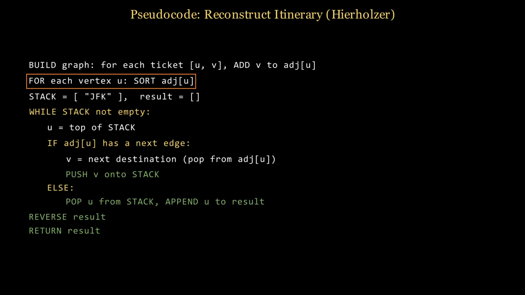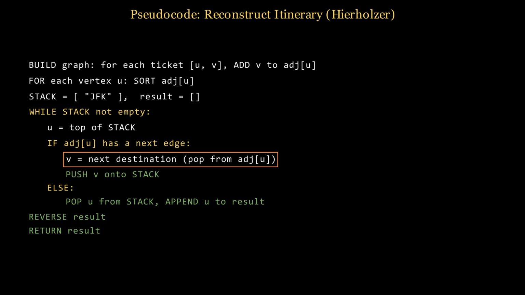Sort each vertex's list so we always take the lexicographically smallest next edge. Initialize the stack with JFK and an empty result list. While the stack is not empty, let U be the top of the stack. If U has an unused outgoing edge, take the next destination V from U's list, e.g. pop from ADJ, U. Push V onto the stack.